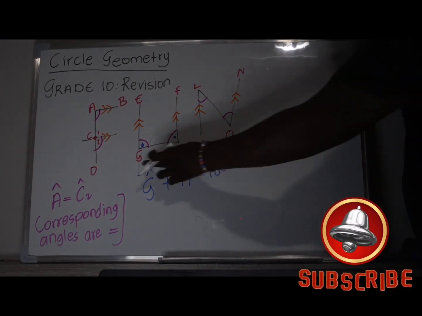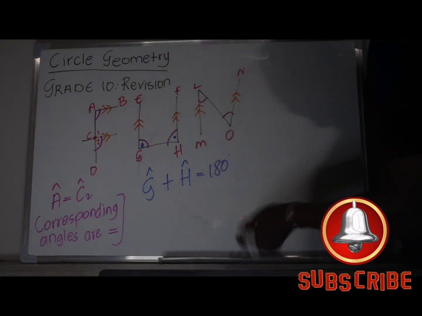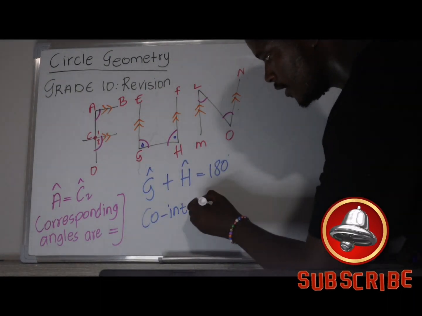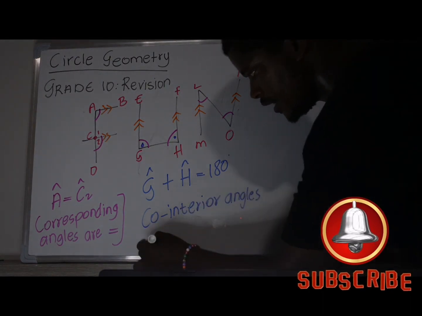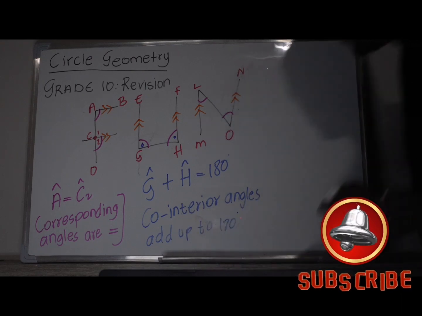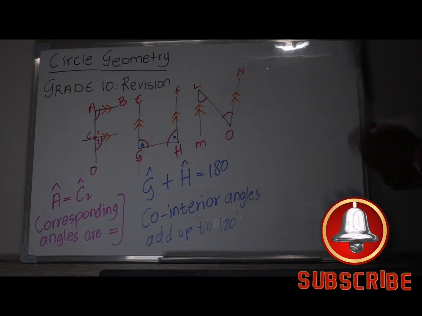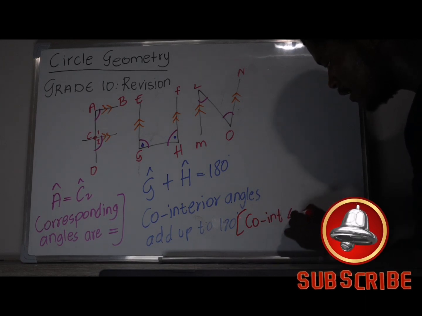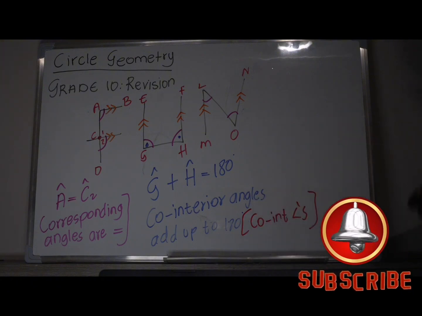This one is different. Angle plus angle equals 180 degrees. And guys, why are you saying that? Co-interior angles add up to 180 degrees. You can just write co-interior angles. Then you are done. It is abbreviated in this way, very simple.